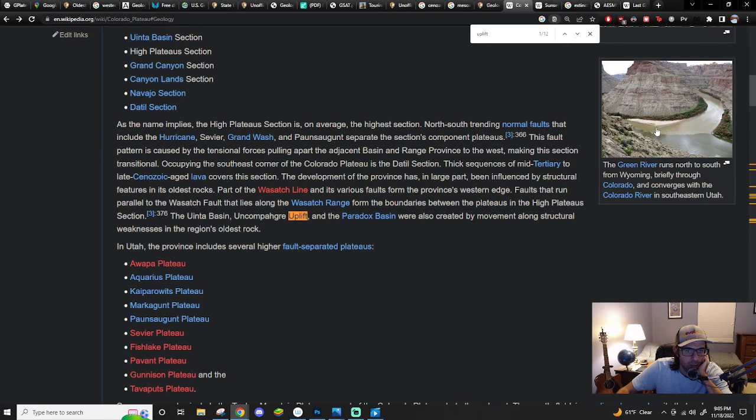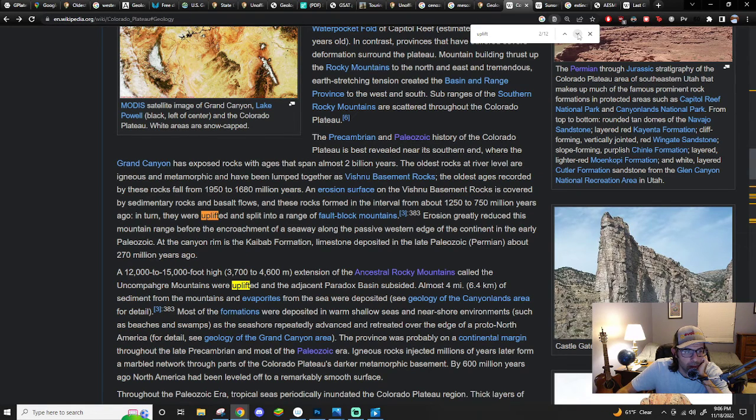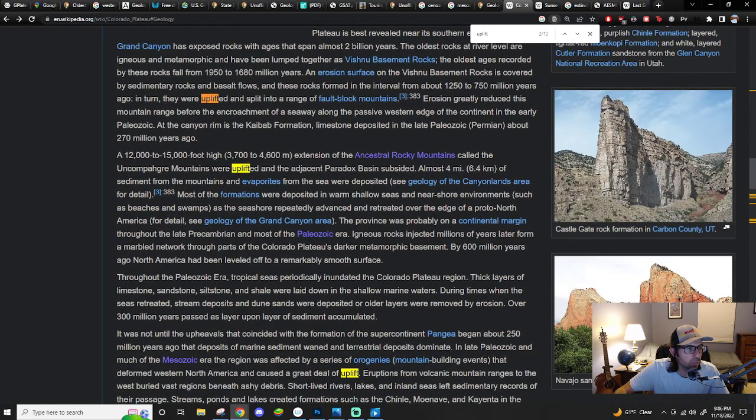Okay. Green River runs. Oh, is this the Green River where it's... Whoa. Precambrian and Paleozoic history of the Colorado Plateau is best revealed near its southern end, where the igneous and metamorphic rocks are exposed, where the Grand Canyon has exposed rocks with ages that span almost 2 billion years. They were uplifted. Okay, not at all. Uplifted. Doesn't say when.